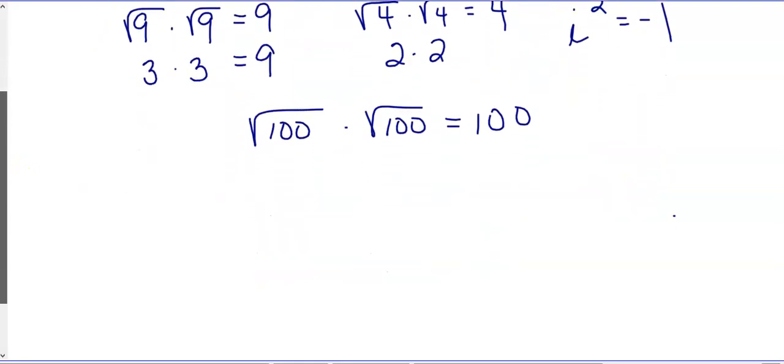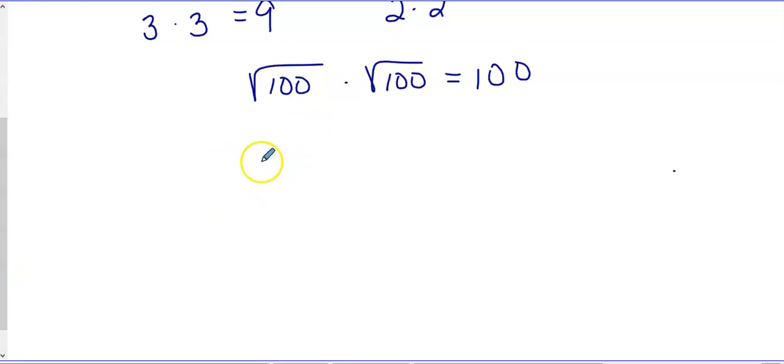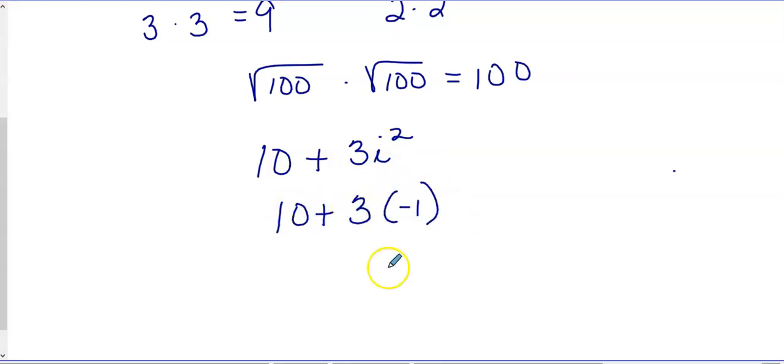Let me show you something. Let's say you have 10 plus 3i squared as an answer. Well, if i squared is negative 1, then that would be the same as 10 plus 3 times negative 1, which would be 7, because that's 10 plus negative 3. So anytime you see an i squared anywhere, change it to a negative 1. You've got to remember i squared equals negative 1. You're going to change it every single time.